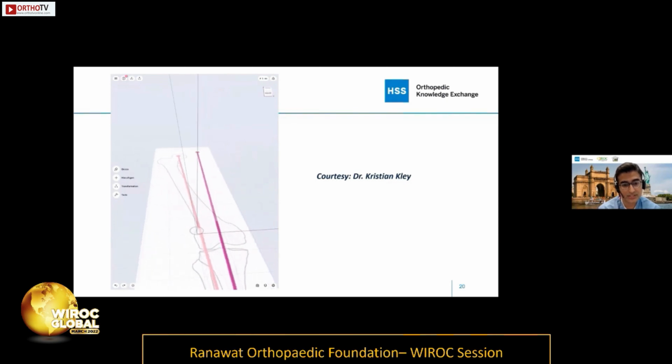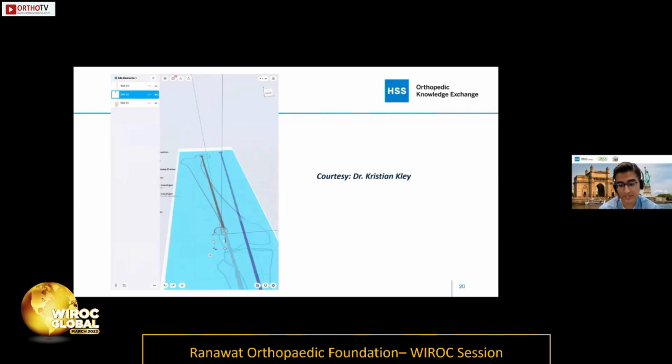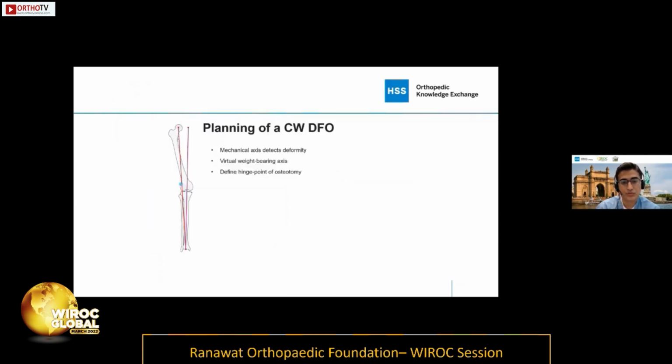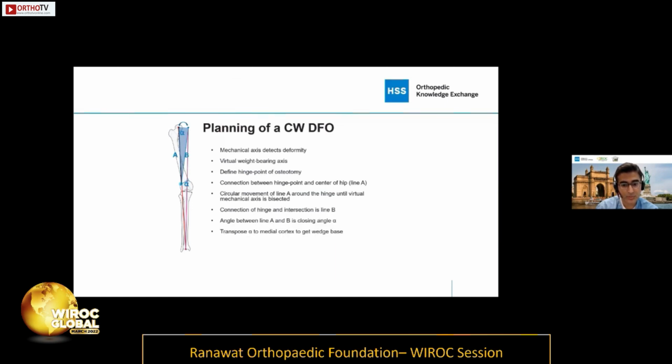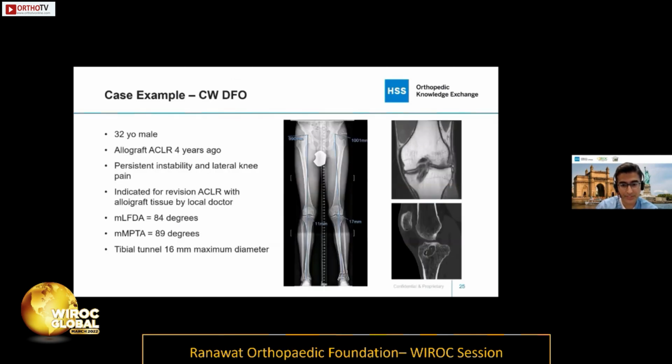And as you can see here, as I'm rotating from the hinge back to the virtual pointers that I'm aiming for, that really is what you want to correct. And so if you translate that, this is really the Miniaci method. You draw a line connecting the hinge point to the center of the hip. You then do that circular motion that I just showed you on the piece of paper until line A bisects the virtual mechanical axis, and the angle you create is what you want to correct. That then is interposed onto the medial cortex to get a wedge base, which you then measure from a calibrated X-ray. So I want to go through some cases now.